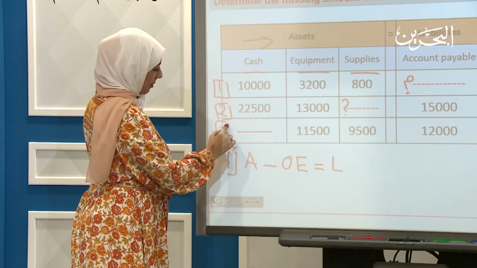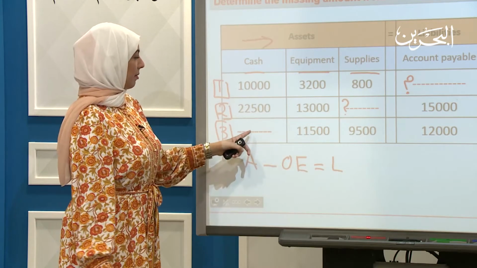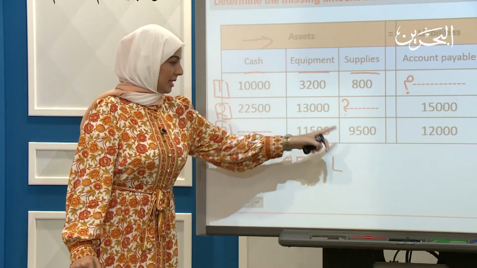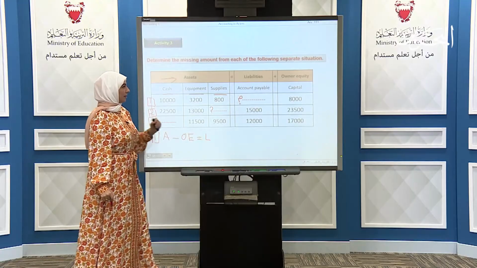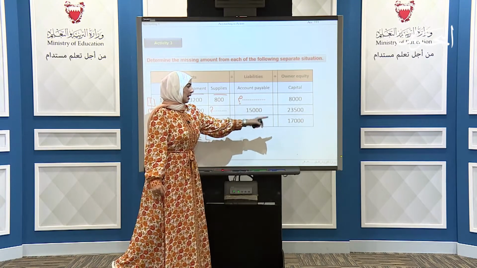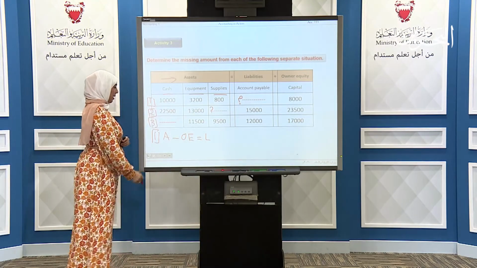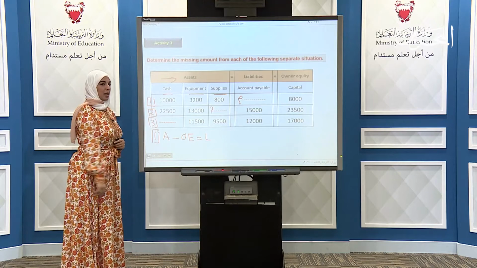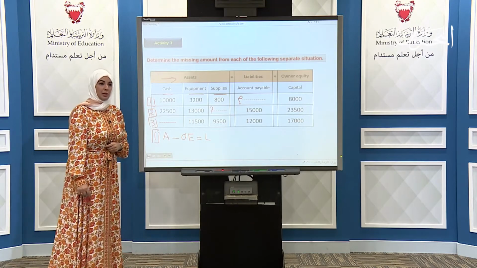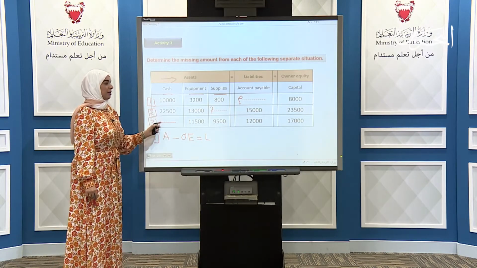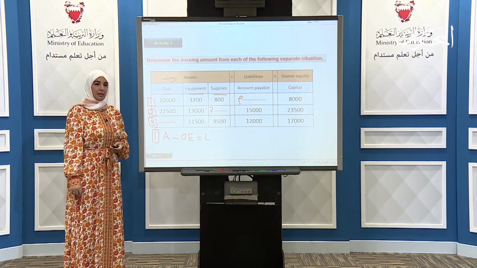Third, also I have the assets except the cash, and I have the liability and owner equity. After explaining the first one, can you guess, my dear student, how can we get the figure in the second and the third example?